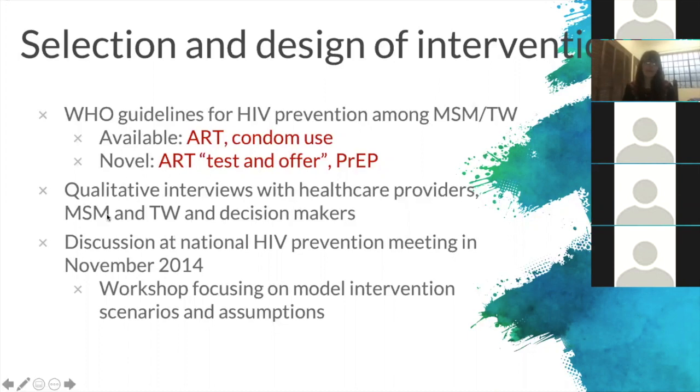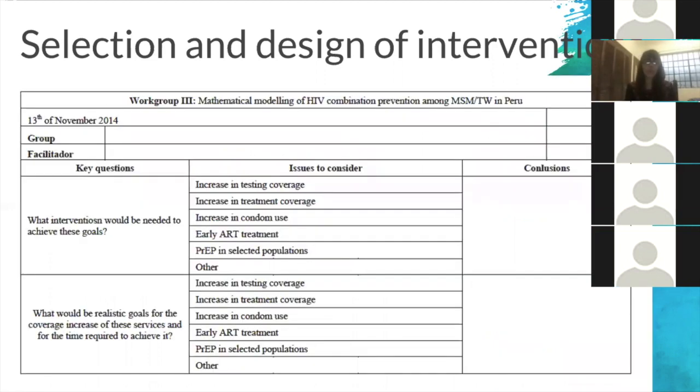This involved qualitative interviews with healthcare providers, men who have sex with men and transgender women, as well as decision makers. We also had a discussion at the Peruvian National HIV Prevention Meeting, which was held in November 2014. And I led a workshop that focused on modeling the interventions and on designing these interventions. So understanding what would be needed to implement PrEP and ART test and offer, in order to inform the modeling.